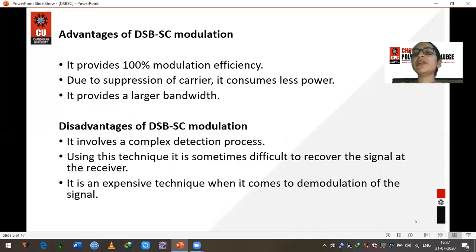Now, what are the advantages of DSB-SC modulation? It provides 100% modulation efficiency. Due to suppression of the carrier, it consumes very little power, and it provides a larger bandwidth. Disadvantages: it involves a complex detection method because we use product modulators, low pass filters, etc. In this technique it is sometimes difficult to recover the signal at the receiver, and demodulation is an expensive technique.